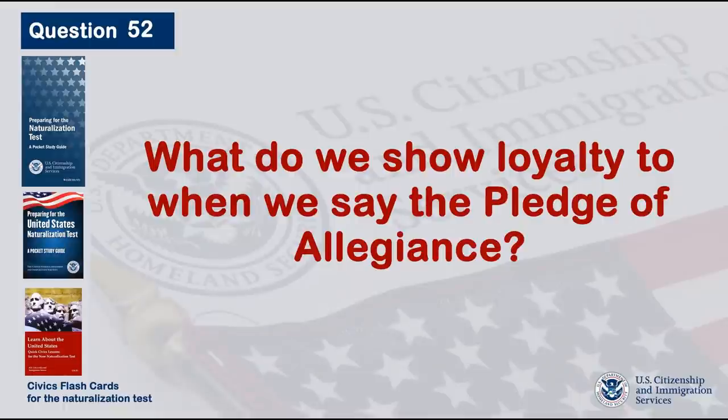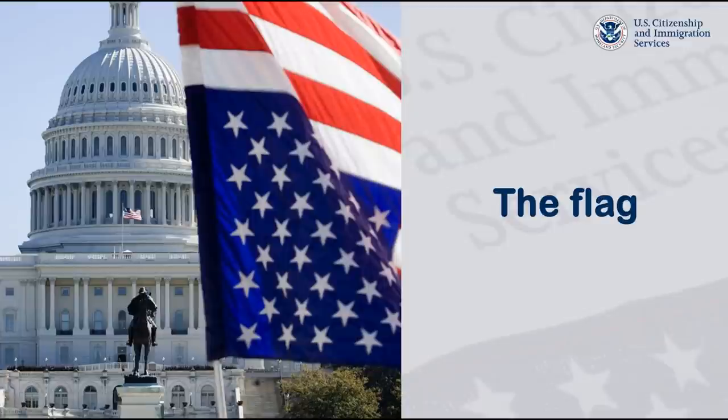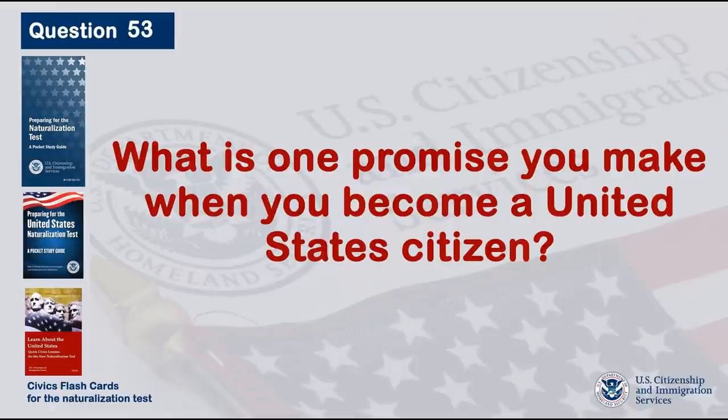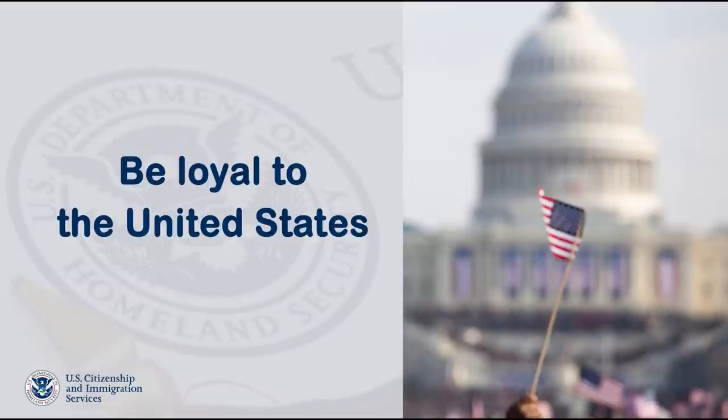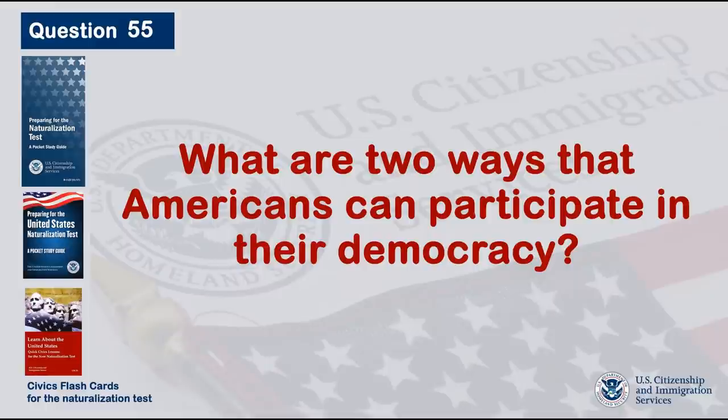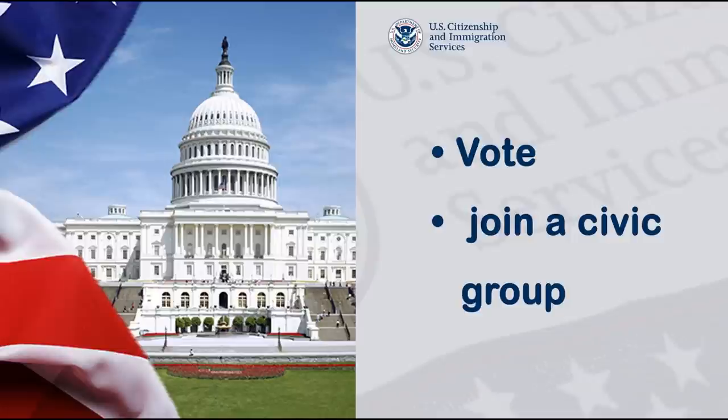What do we show loyalty to when we say the Pledge of Allegiance? The flag. What is one promise you make when you become a United States citizen? Be loyal to the United States. What are two ways that Americans can participate in their democracy? Vote. Join a civic group.